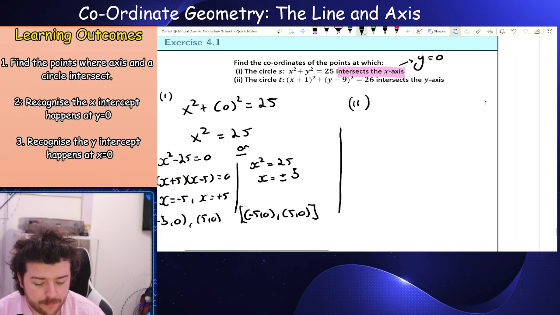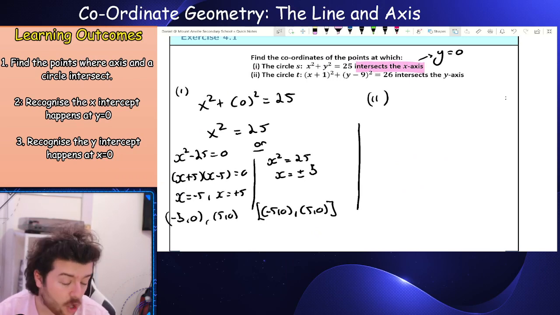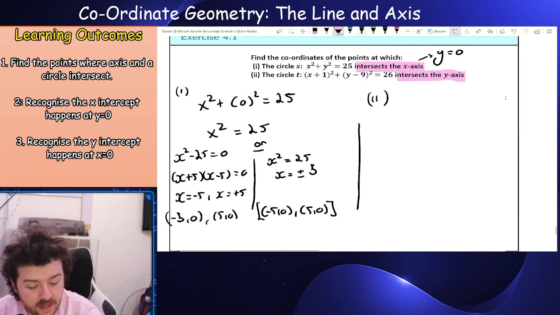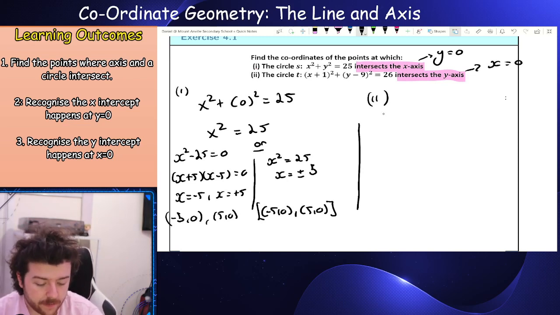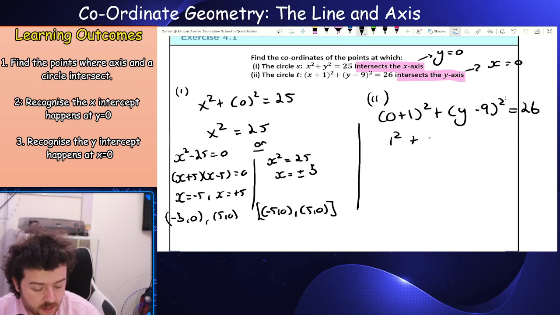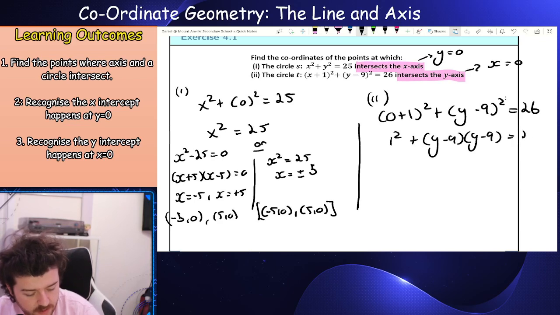Right, let's look at the second example. This time we have a circle with a non-zero center. We want to find where the circle T, which is equal to x plus 1 all squared plus y minus 9 all squared equals 26, intersects the y-axis. That happens at x equals 0. So I have 0 plus 1 all squared plus y minus 9 all squared equals 26. So I have 1 squared plus y minus 9 all squared, so it'll be y minus 9 times y minus 9 equals 26.